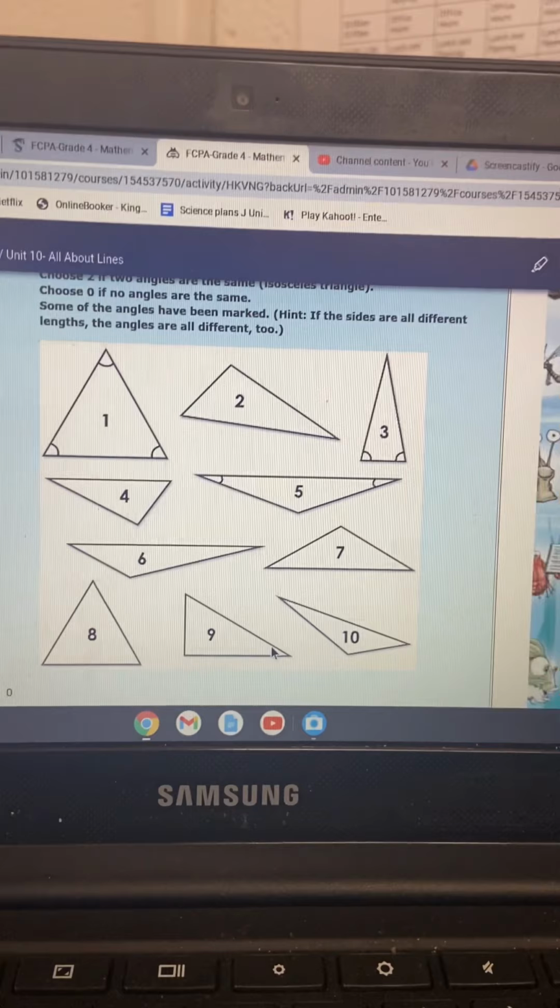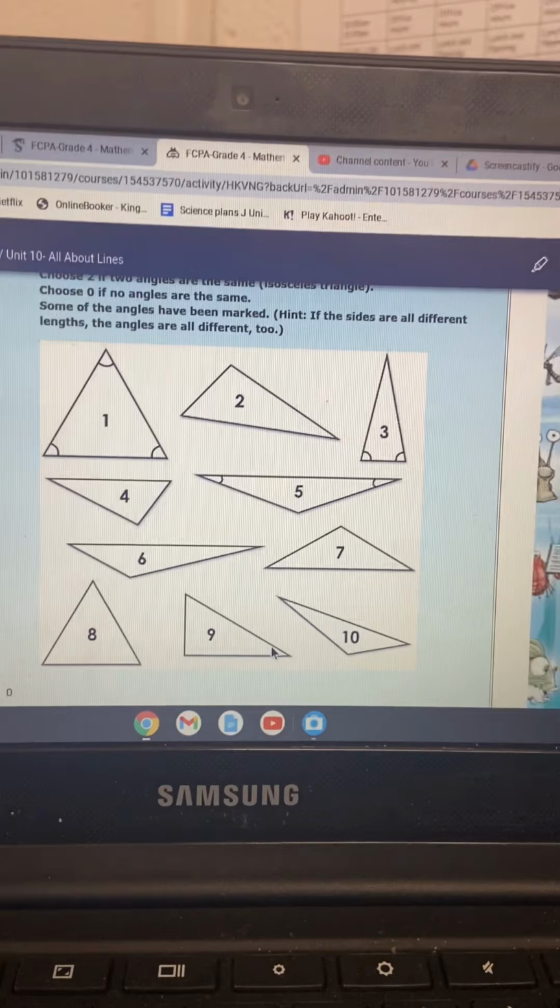So in the types of triangles video, we talked about scalene, isosceles, and equilateral triangles. An equilateral triangle is a triangle where all three sides and angles are the same. Today we're just talking about the angles. An isosceles triangle is a triangle where two of the sides and two of the angles are the same. A scalene triangle is a triangle where no sides are the same, no angles are the same. So 0 angles are the same.